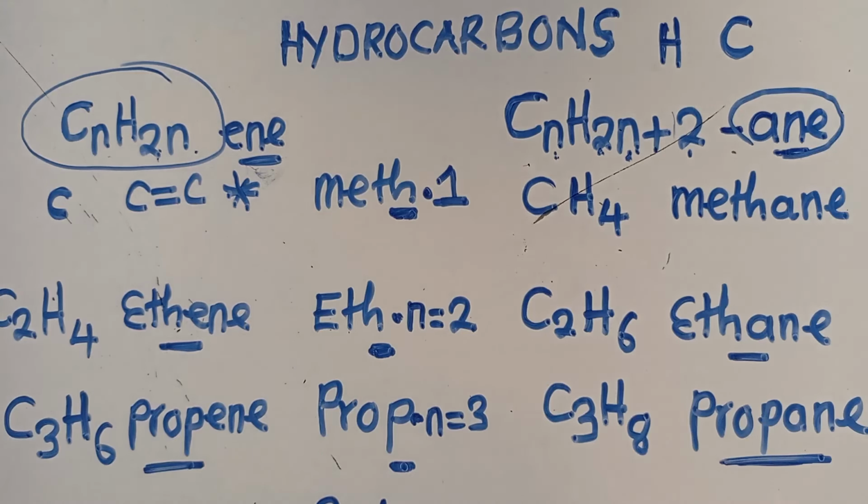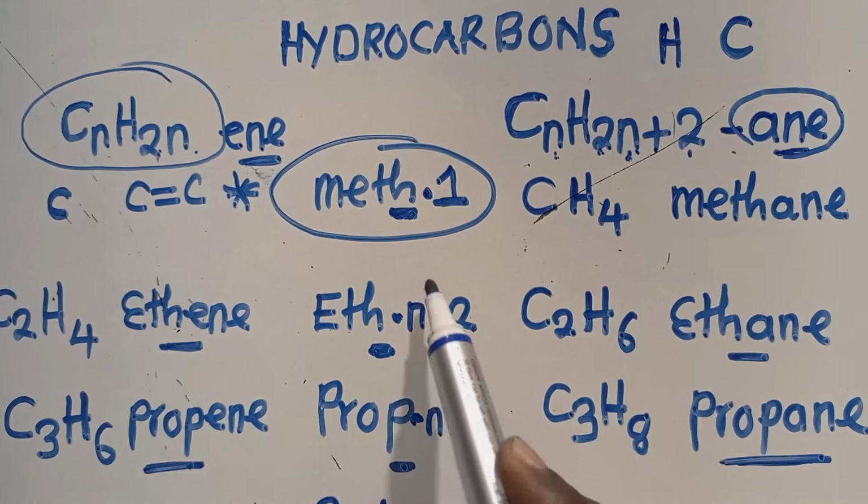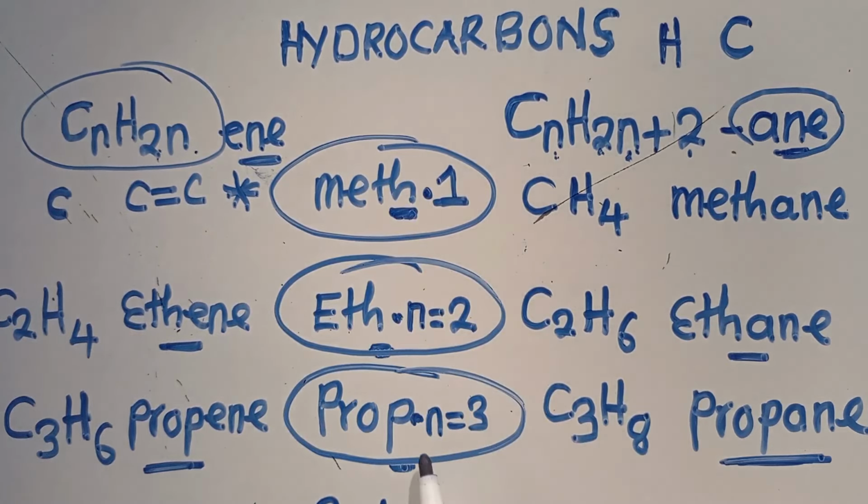So when the number of carbons is just 1, the name should start with meth. If the number of carbons is 2, which means that n is 2, the name should start with eth. If n is 3, the name should start with prop. This is what you are supposed to know and understand.